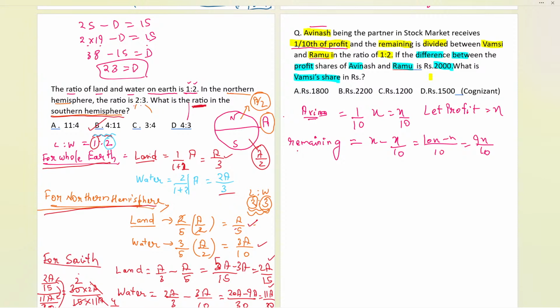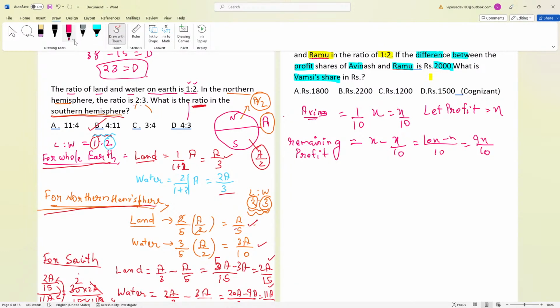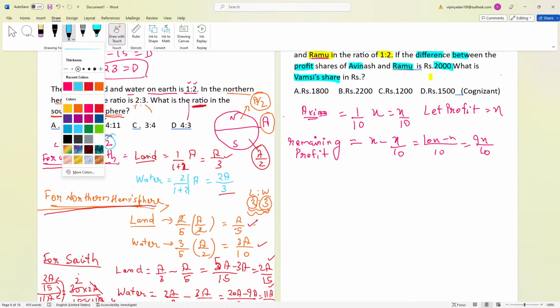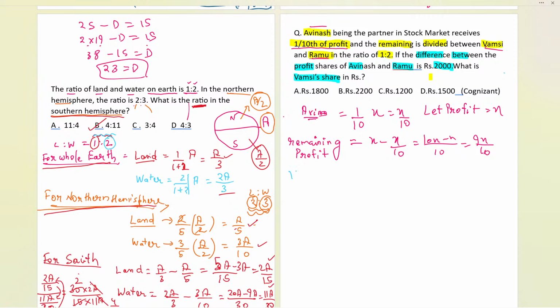This is the remaining profit over here. Now, so the Avi profit and remaining profit. Finally, now we are up to Vamsi and Ramu. Let us see how much they are getting. So now if I talk about Vamsi and Ramu over here, let us talk about Vamsi over here.